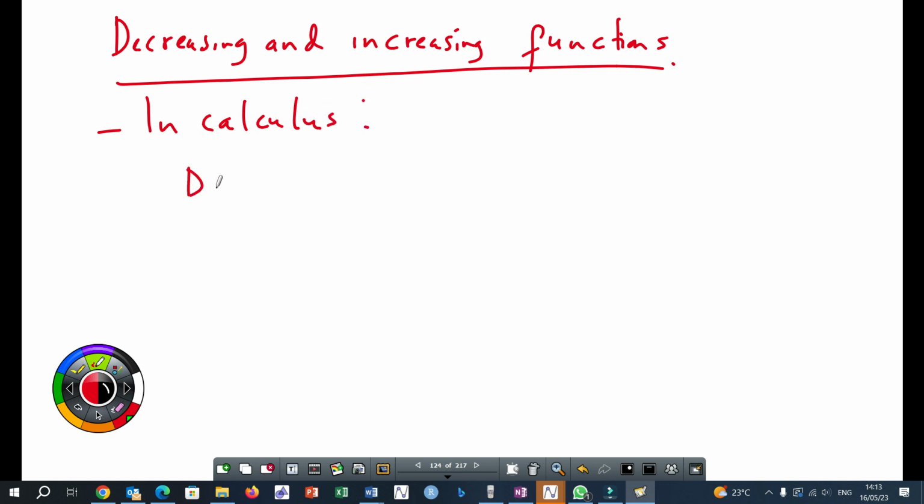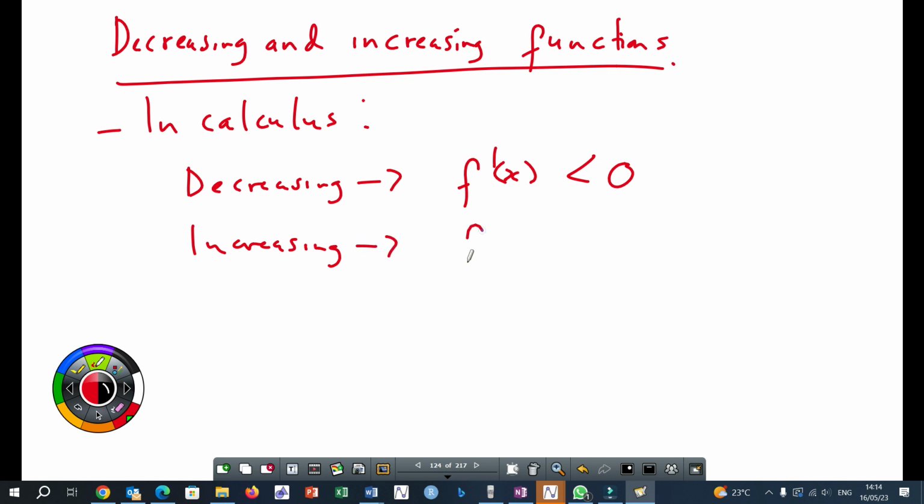But in calculus, the definition is different. If it's decreasing, it is when the first derivative is going to be negative. When it's increasing, the first derivative is going to be positive. Okay? So you may be asked the question, determine the values of x for which the function is increasing or decreasing.